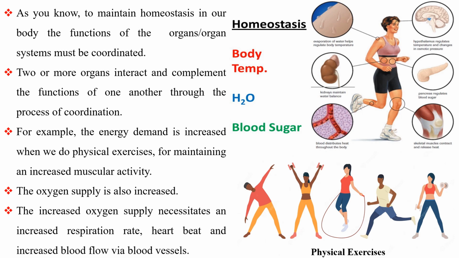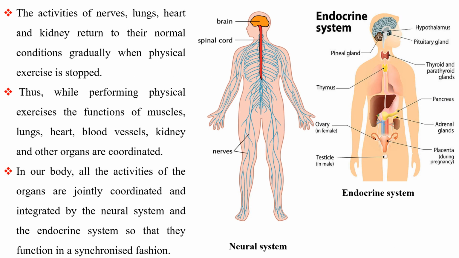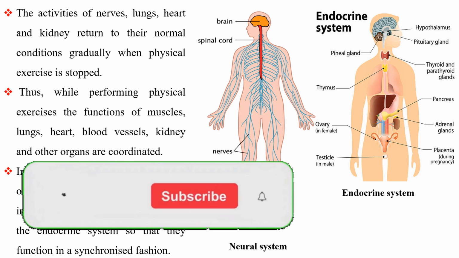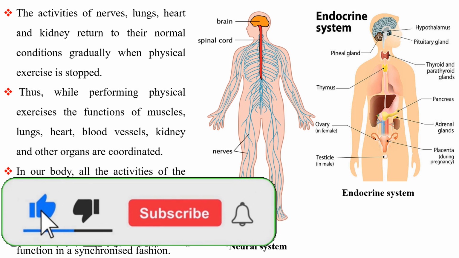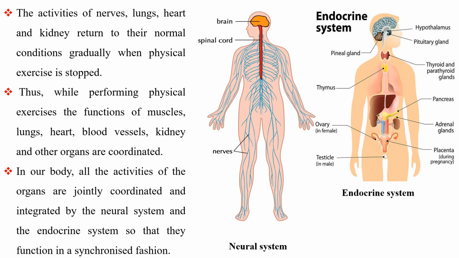The oxygen supply is also increased. The increased oxygen supply necessitates an increased respiration rate, heartbeat, and increased blood flow via blood vessels. The activities of nerves, lungs, heart, and kidney return to their normal conditions gradually when physical exercise is stopped. Thus, while performing physical exercises, the functions of muscles, lungs, heart, blood vessels, kidney, and other organs are coordinated.